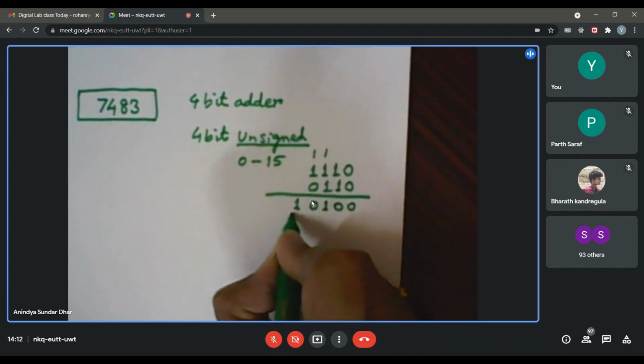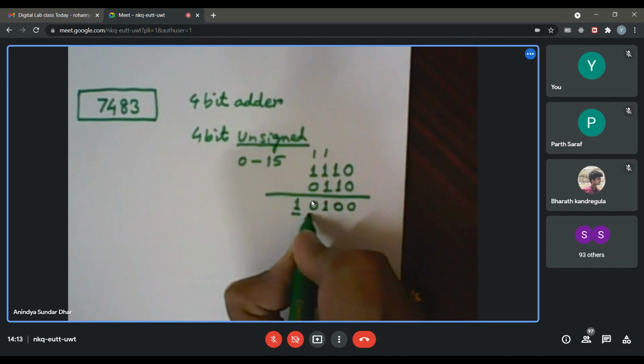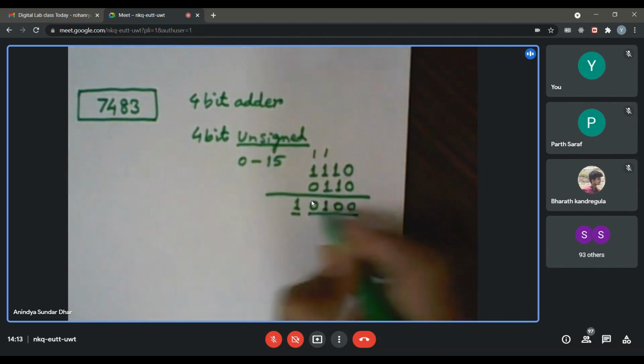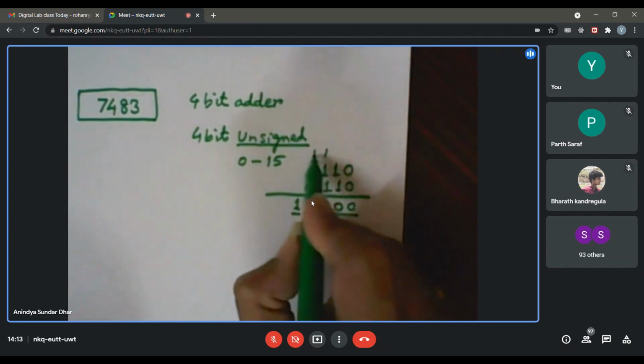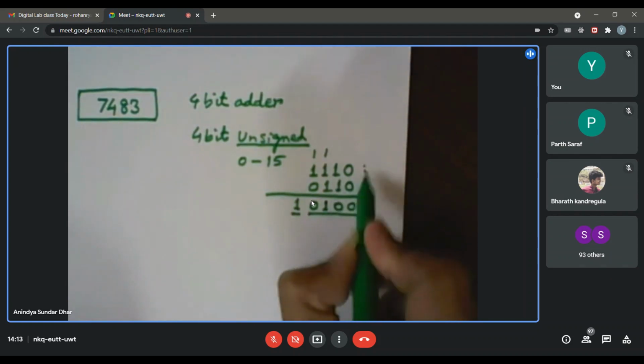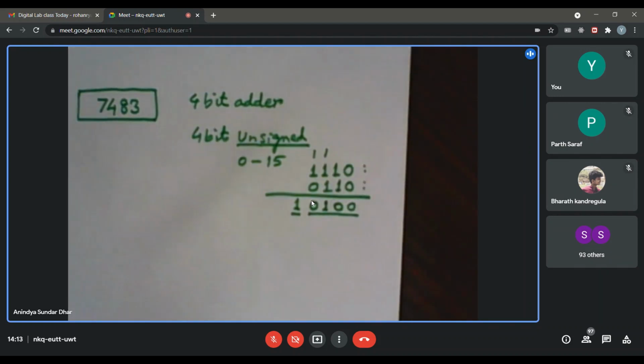Now just check whether the value is correct. Whatever you have got, 4-bit plus a carry. So what are the original numbers? 1110 is how much and 0110 is how much? You should be prompt in answering.